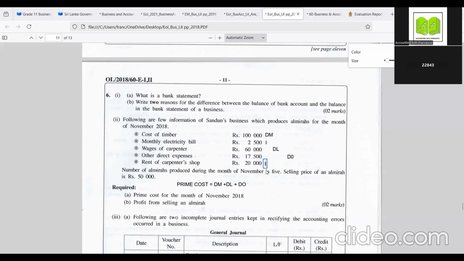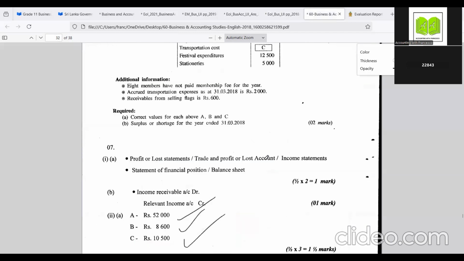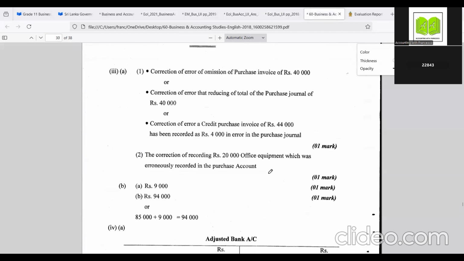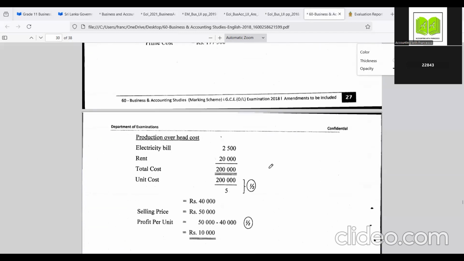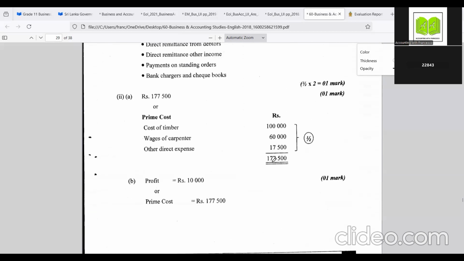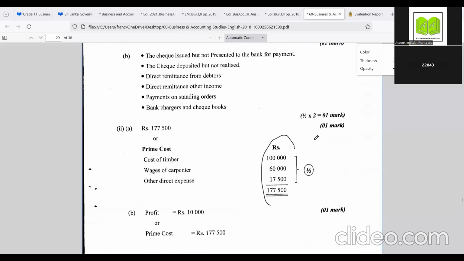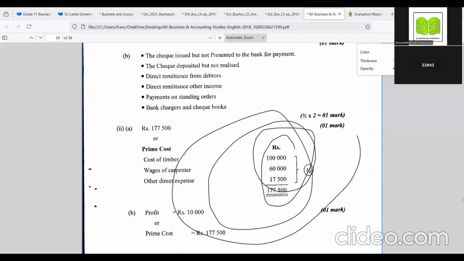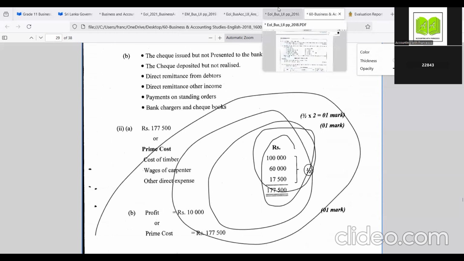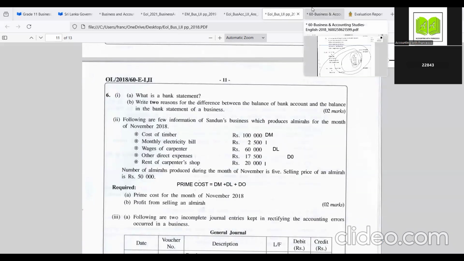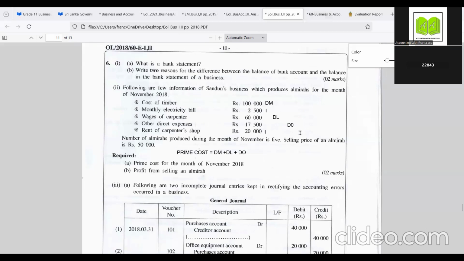Rent of carpenter shop is indirect. So they asked to find the prime cost. We have to add these together. So 100,000 plus 17,500 plus 60,000. See, prime cost. I hope that is clear. It's a very simple sum. You have to add all those together, right?